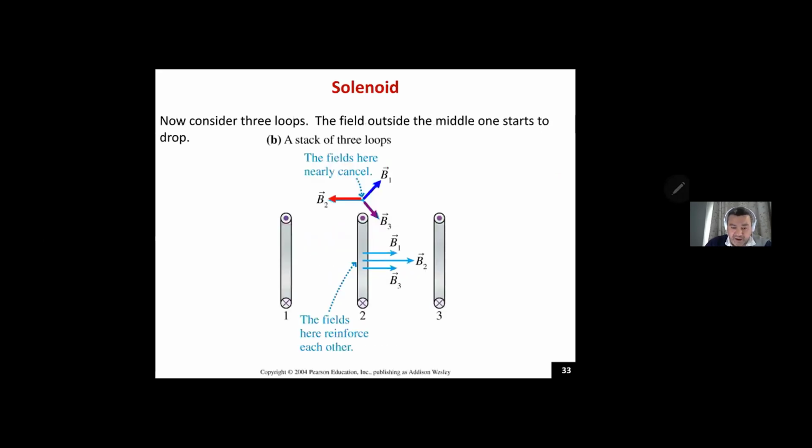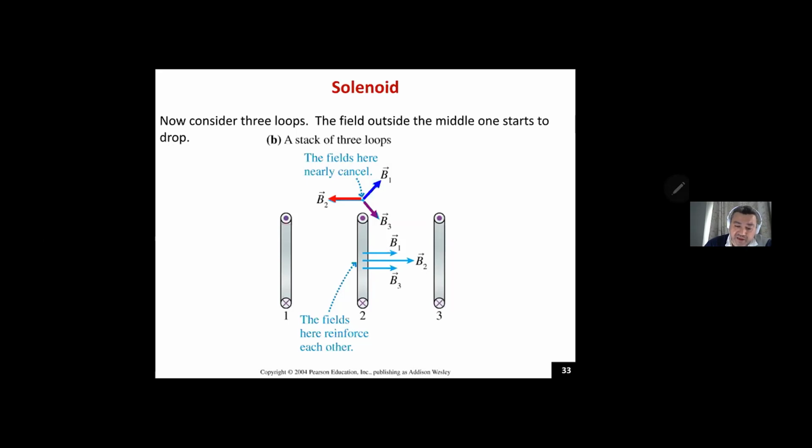Now, if I have 3 loops, what's going to happen to the magnetic field? Right on the x-axis, the magnetic field will be constructive, as you can see. All the components will be added right on the axis that goes through the center of the solenoid. The magnetic field will be constructive and will be added.